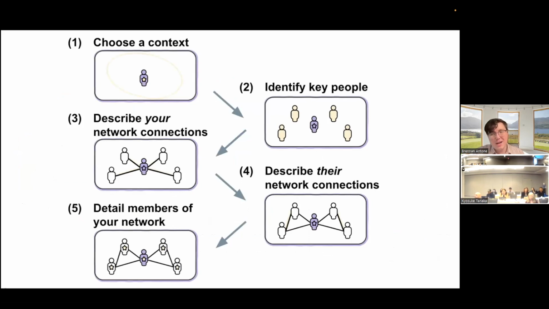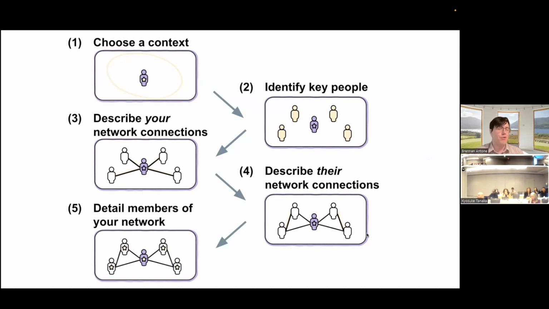So the process plays out in about 5 steps. We ask people to pick a context. So that's their academic cohort, their past internship, their current job. They identify key people in that context. They describe their own network connections. And then they describe their contacts' network connections.